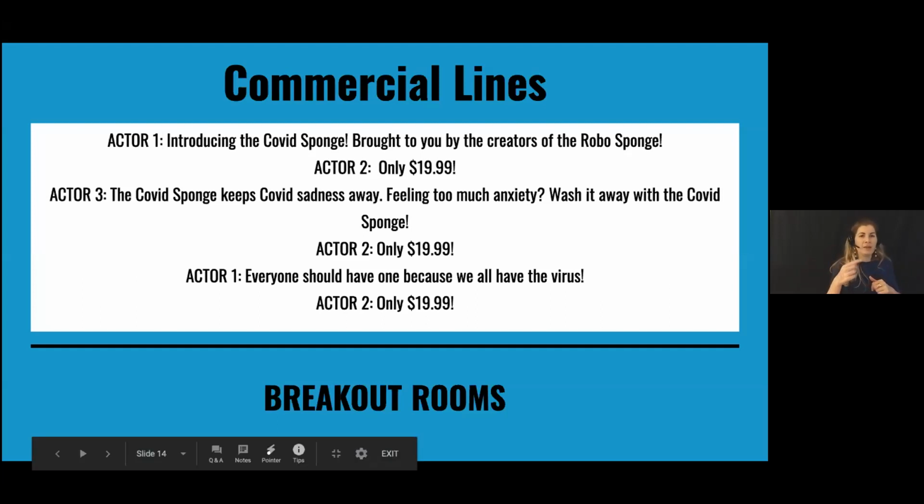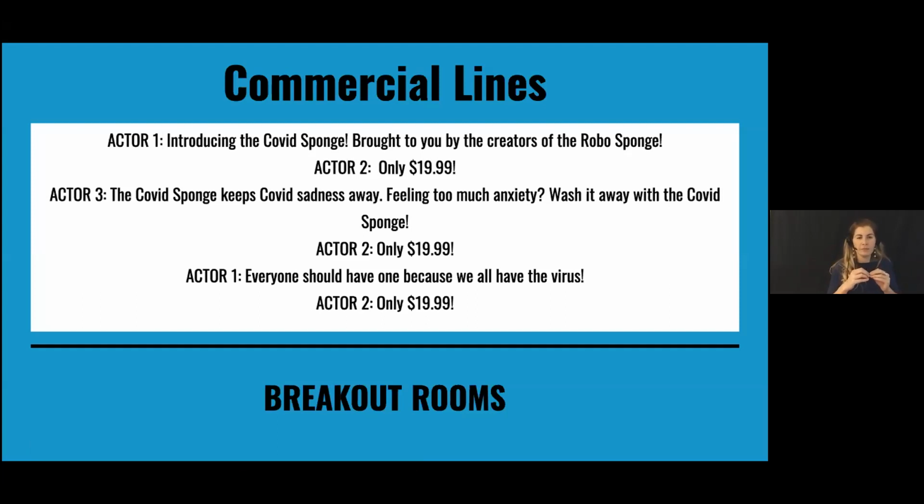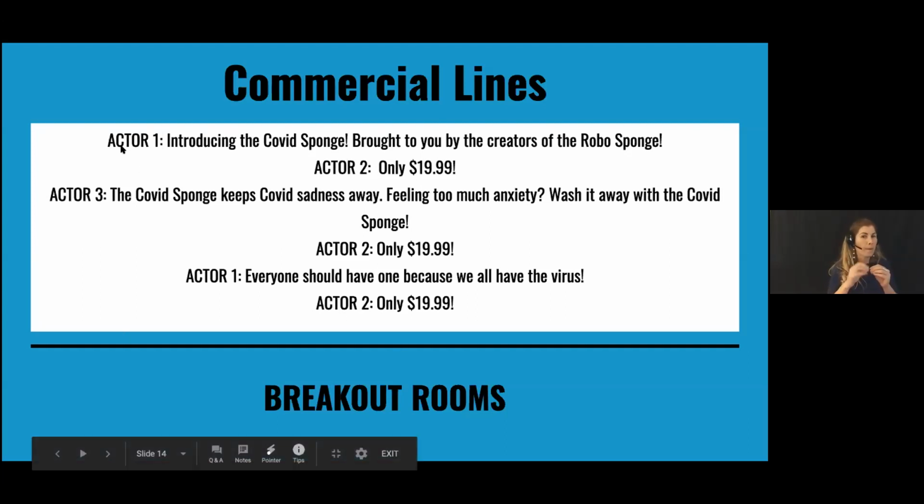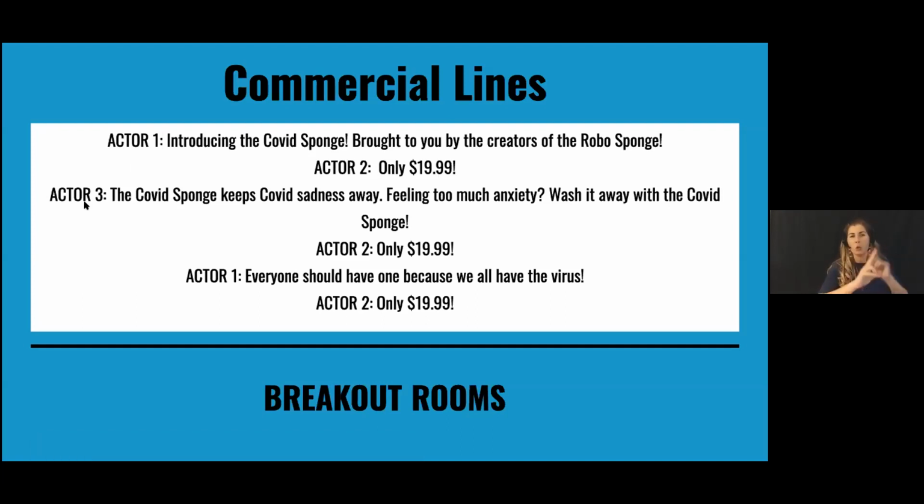2 more. Universal Carnival, and I can't see the rest of your name, but you can be the second volunteer. And 1 more, Blake, awesome. So actor 1 will be Barry, actor 2 will be Universal Carnival, and actor 3 will be Blake. Go ahead. Introducing the COVID Sponge, brought to you by the creators of the Robo Sponge. And Blake, our Universal Carnival, you would be next? You just have to unmute yourself.